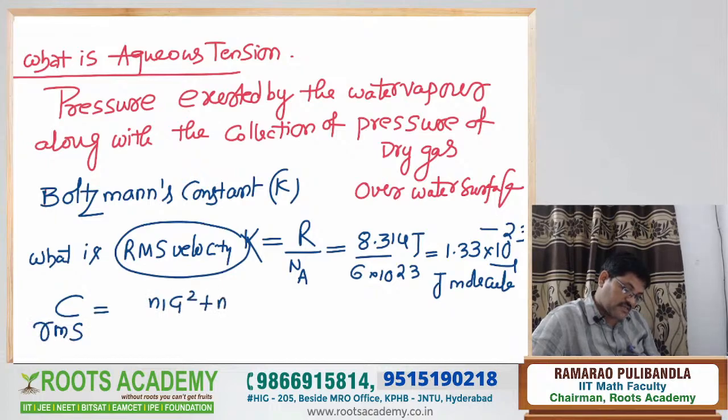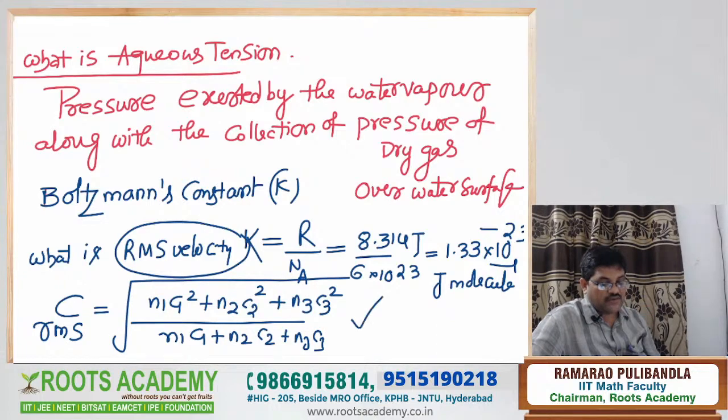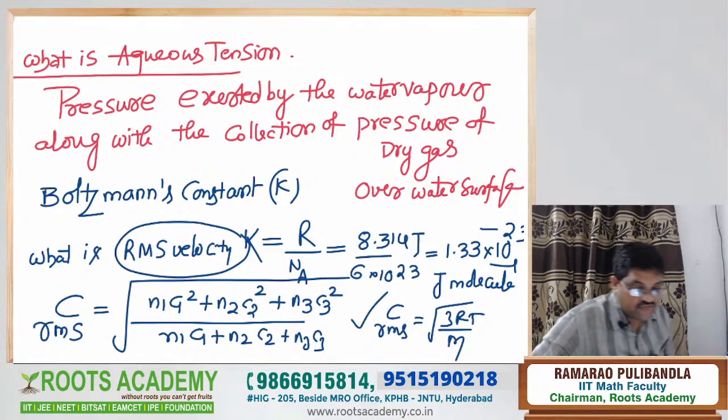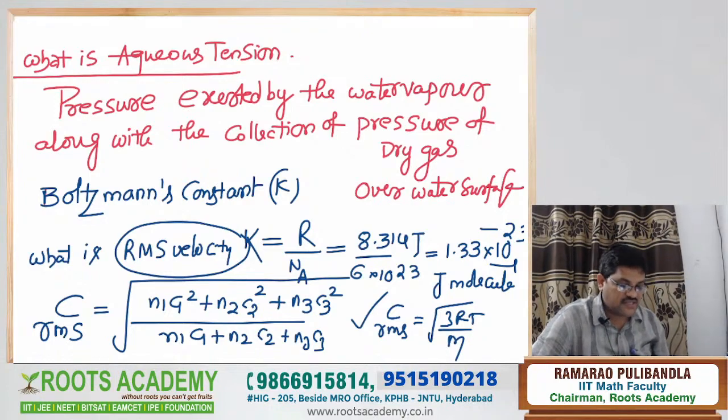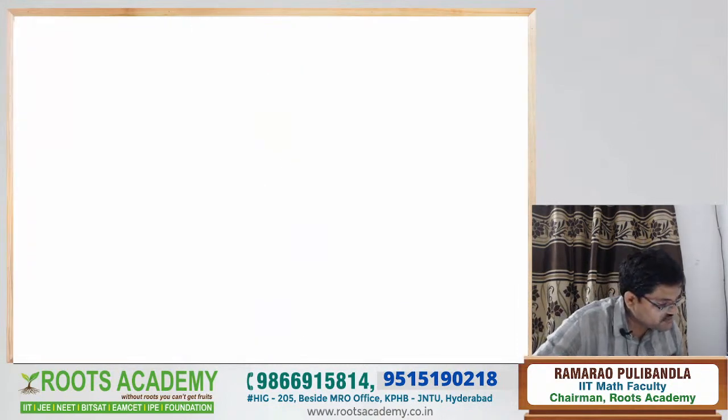Therefore, RMS velocity of the gas equals root of (N1C1 square plus N2C2 square plus N3C3 square, and so on) by (N1 plus N2 plus N3, and so on). Also write the same formula: RMS velocity equals root over 3RT by M. One more shortcut formula is there for RMS velocity. Easy explanation, no confusion. Right? And see the next one.